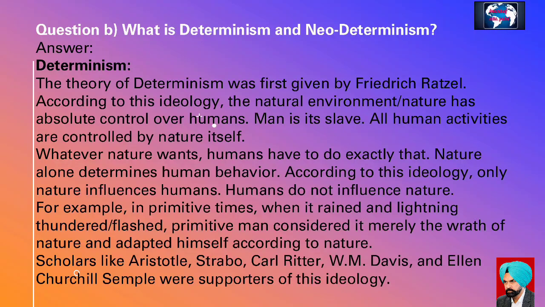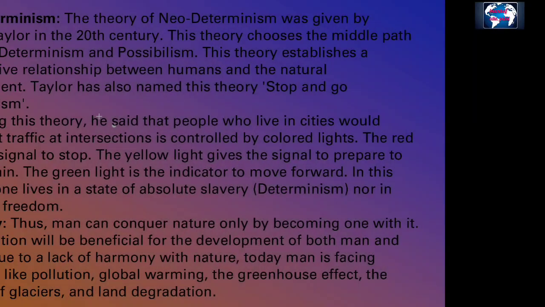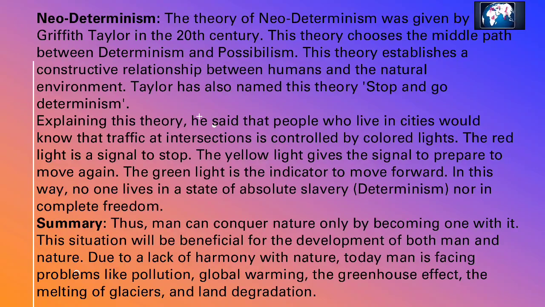For example, in primitive times when it rained and lightning thundered, primitive man considered it merely the wrath of nature and adapted himself according to nature. Scholars like Aristotle, Strabo, Carl Ritter, W. M. Davis and Ellen Churchill Semple were supporters of this ideology. Neo-determinism. The theory of neo-determinism was given by Griffith Taylor in the 20th century.